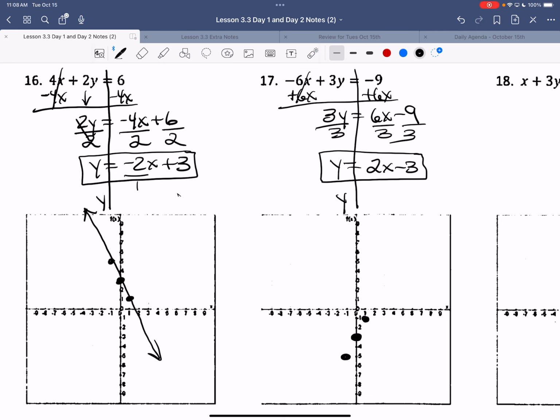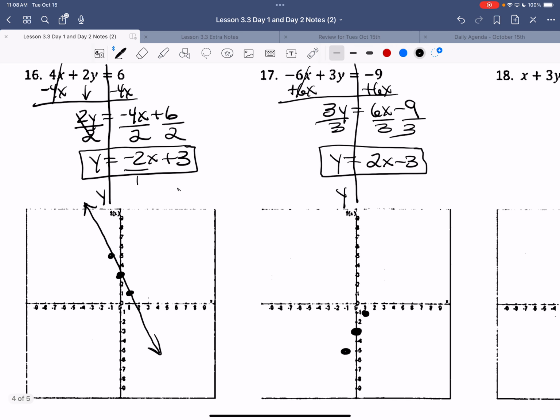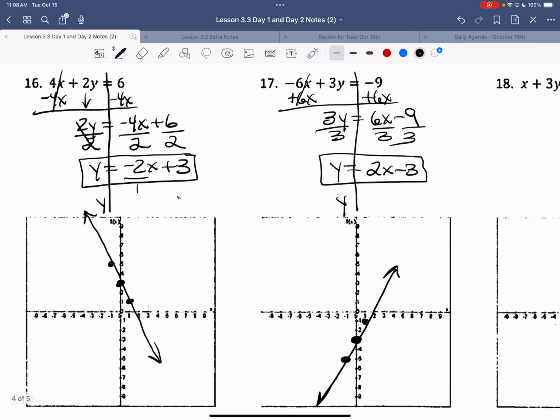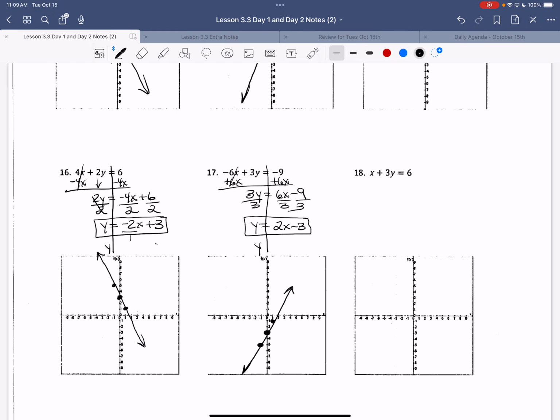So it's going to look something like this, whenever my pen starts to write again. Okay. Questions? You guys should find this pretty straightforward.